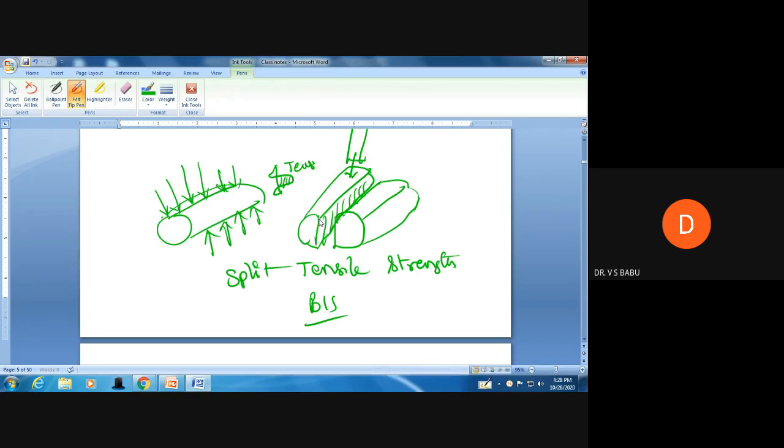But this is not exactly the tensile strength you are measuring. Only the splitting. The cylinder is split in the longitudinal direction. That's why it is called the split tensile strength.